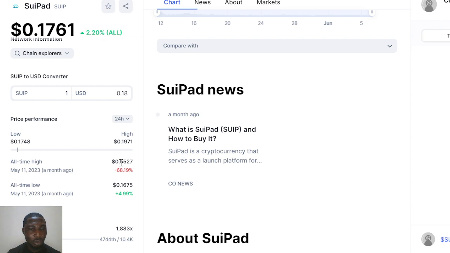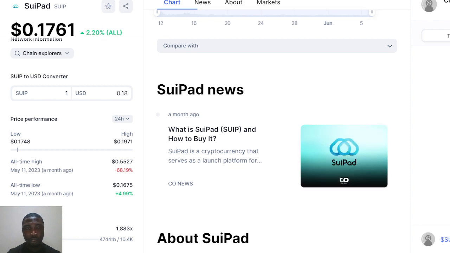You can see the all-time high was around 0.5. I think I said it earlier when we started. The all-time high right now is 0.5, and the all-time low is currently around 0.01. So it has gone drastically down, and this happened about a month ago. I think this project was created this year. It came out this year, it got its all-time high this year and its all-time low this year, just about a month ago.